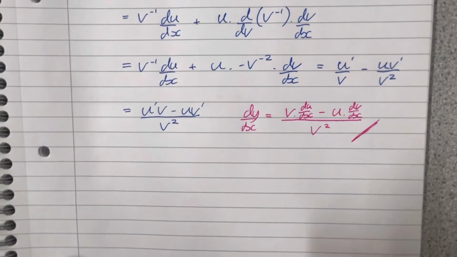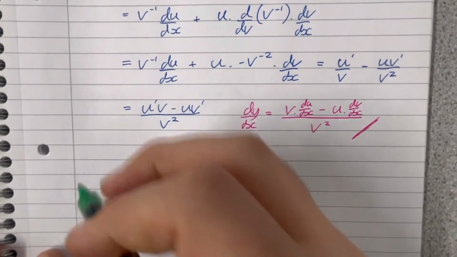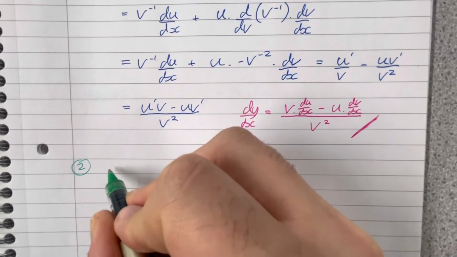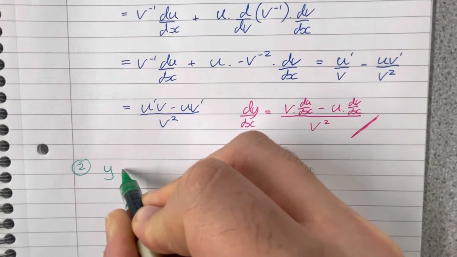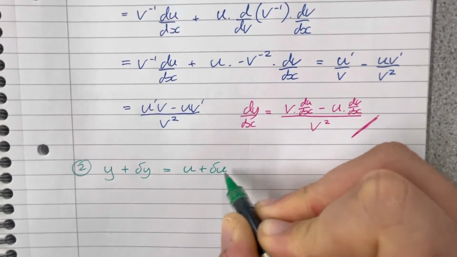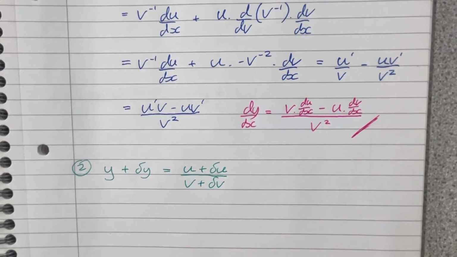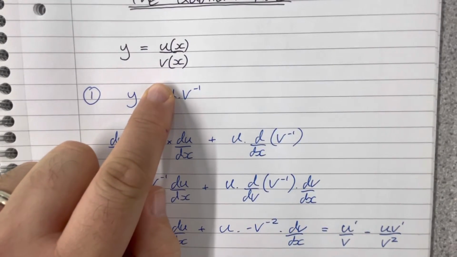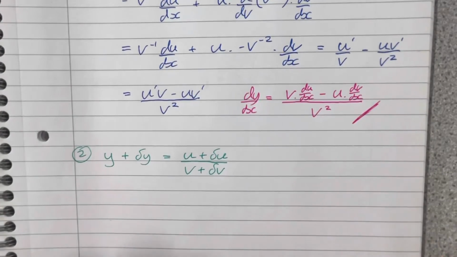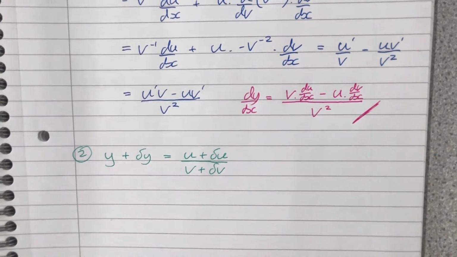Okay, the second method of deriving this formula is similar to the way that I derived the product rule formula. So I'm going to say that y plus delta y is going to be u plus delta u divided by v plus delta v. Okay, so I've essentially taken y equals u over v, and I'm adding a little bit in the x direction, and adding a little bit in the x direction has a knock-on effect, and adds a little bit in the u direction to u, adds a little bit in the v direction to v, and adds a little bit in the y direction to y.